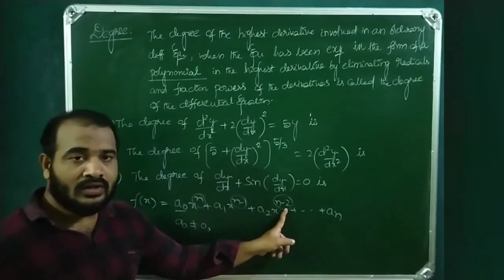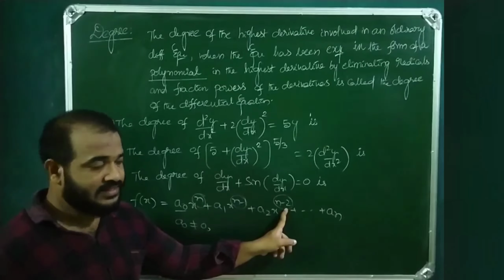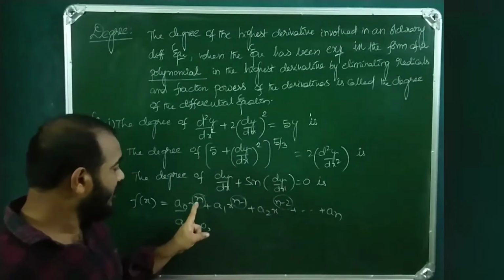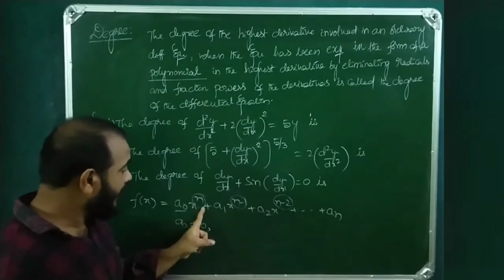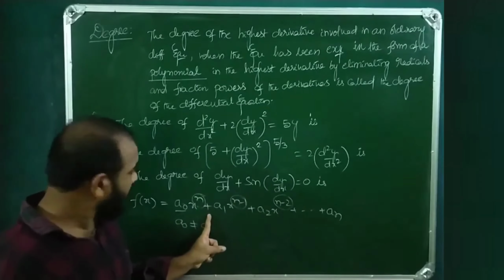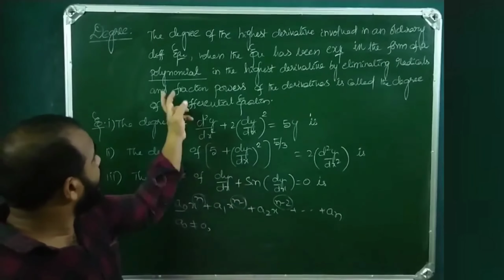These are all non-negative integers. So here there is no fraction you can see. If it is a fraction, then it is not said to be a polynomial.